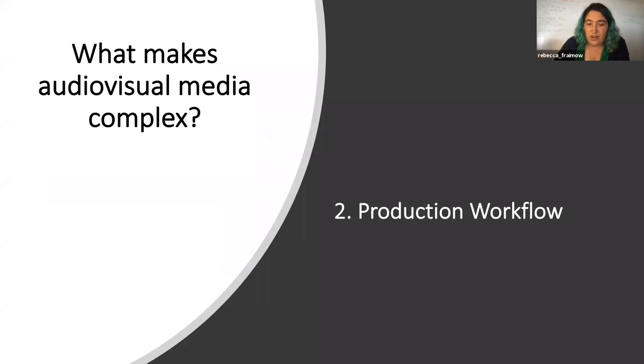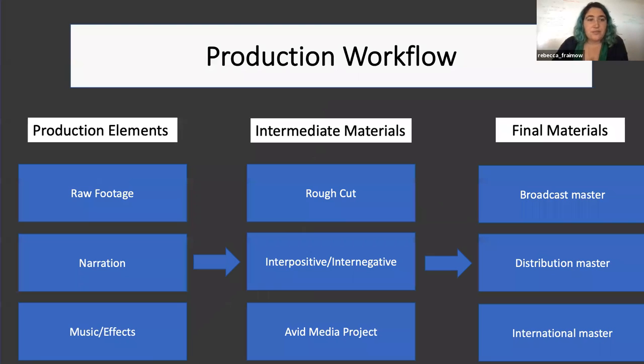All right, I'm gonna move on now to talk a little bit about the production workflow, which is the other kind of complex element of audiovisual material. So, when you're talking about audiovisual media, you're often going to have multiple elements that go into a final product for broadcast or distribution. Not all media goes through this kind of workflow, but if we're talking about something that is going out through Hollywood or a major television studio, generally you're gonna start with something like raw footage, narration, music, effects, all the original elements that go into a production.